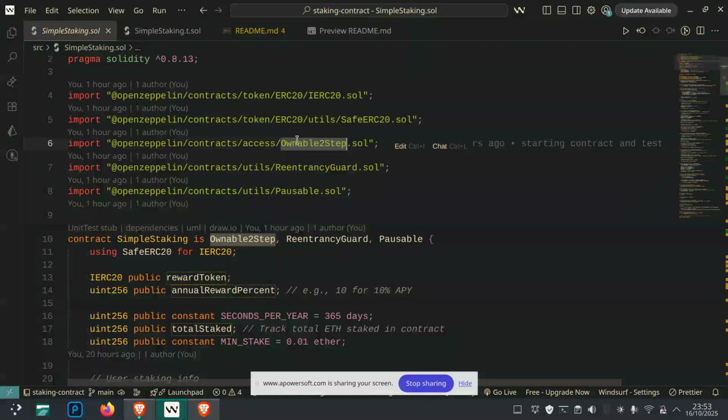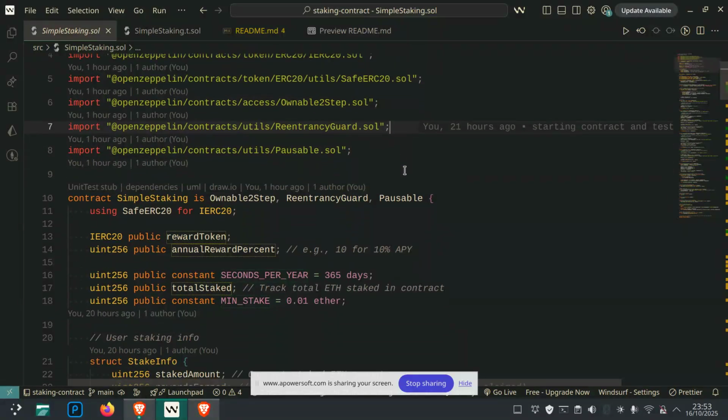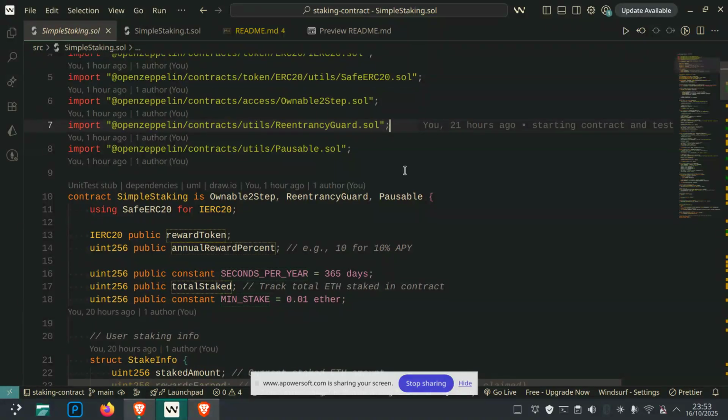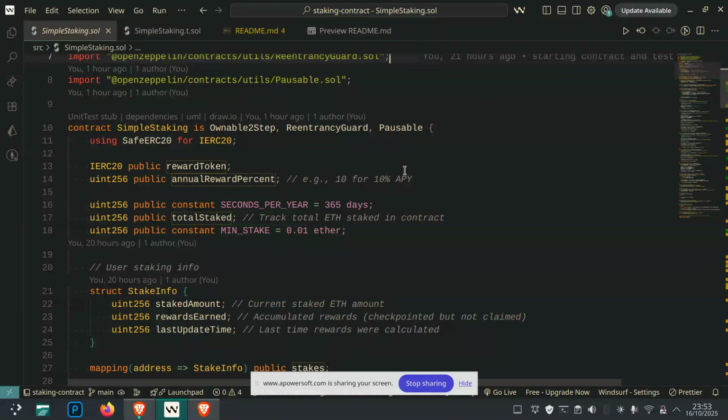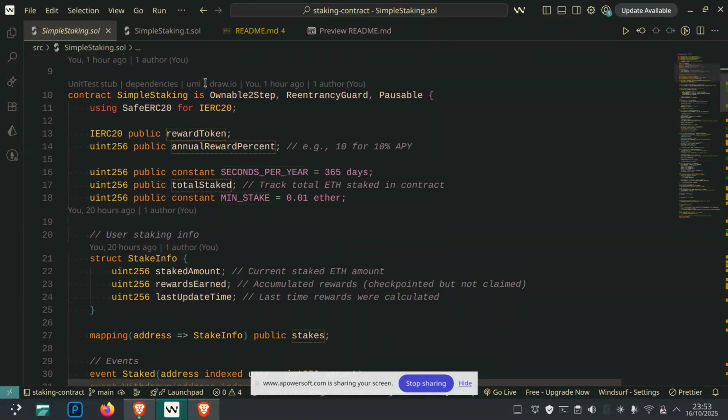We need the contract to be ownable. We need reentrancy guard, because reentrancy was a very famous hack back in the days. Today it's difficult to come across, but still you can find it. We are not going to go over it. Let's see what's going on.